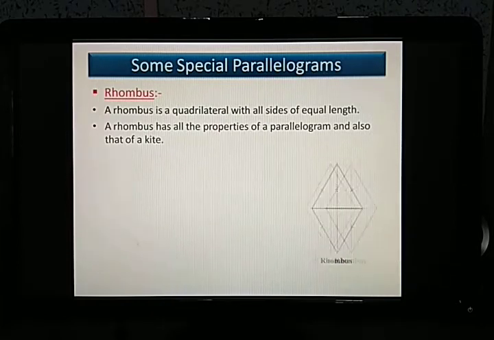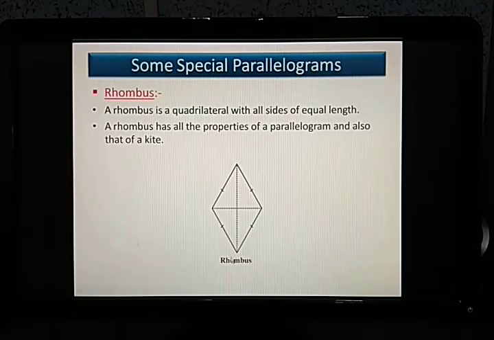Let us see. You can see this is a rhombus. First of all, the definition: all the sides, this and this, all are of equal length. Clear? Now, it satisfies the properties of a parallelogram because in a parallelogram we have learned that the opposite sides are equal as well as parallel. You can see the opposite sides are parallel. The opposite angles are also equal here.